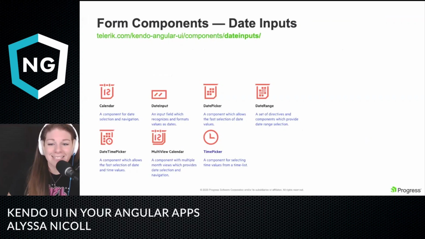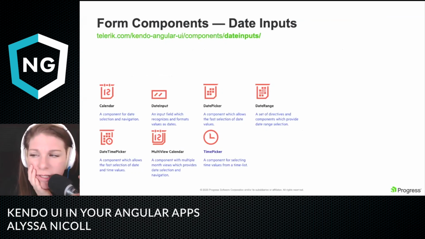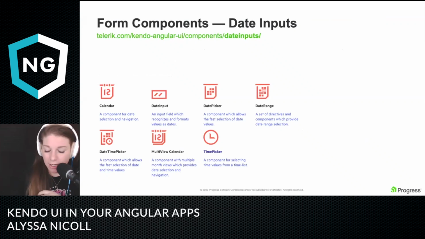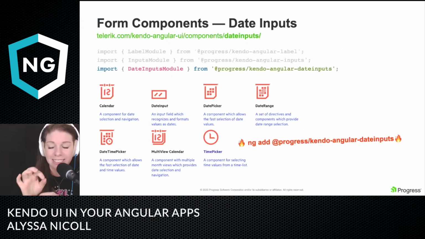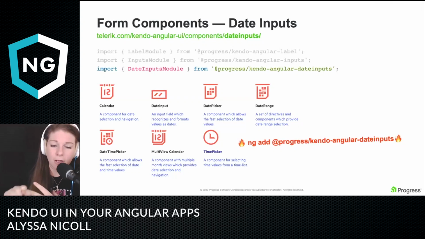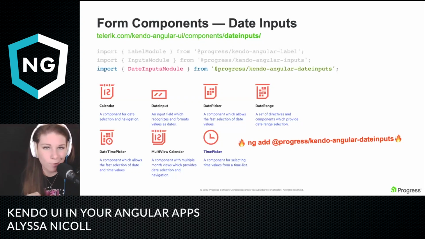So form components, right? Date inputs. I think we might have just gotten to a point where we were like, this is a lot of inputs. We have too many inputs. So if you're looking for date inputs specifically, they are going to be packaged under Angular date inputs instead of just the normal inputs. And they include things like a calendar or a multi-calendar view where you can actually have the pop-up for your date selection and navigating through months. Date inputs, date pickers, date ranges, time pickers, all those are underneath the date inputs.